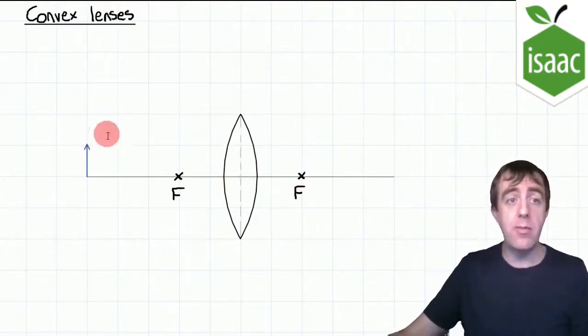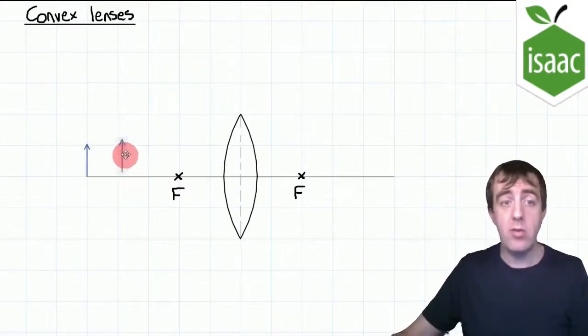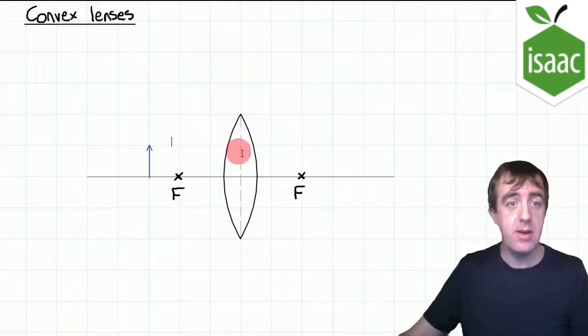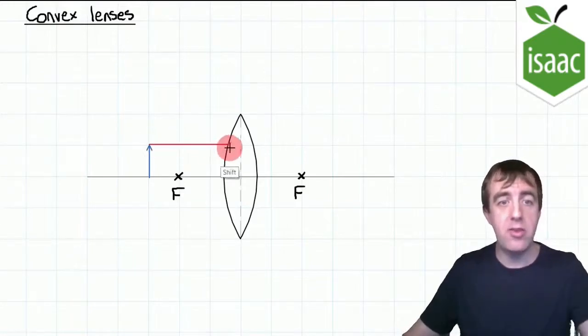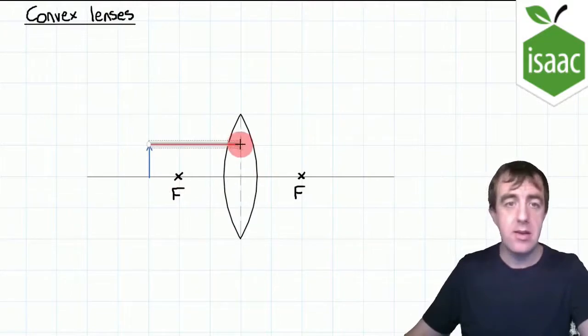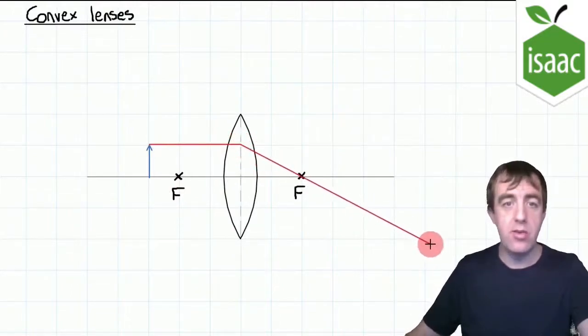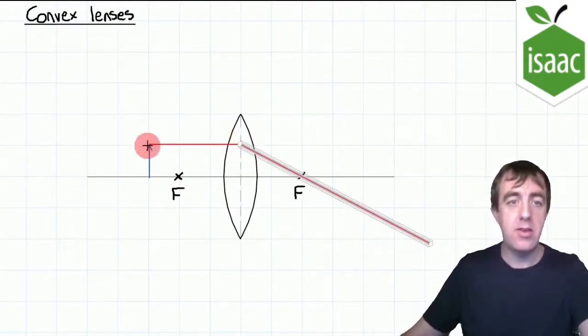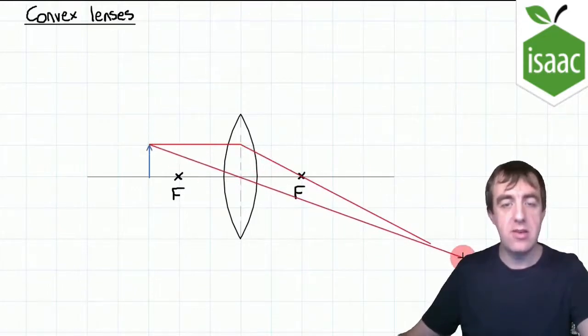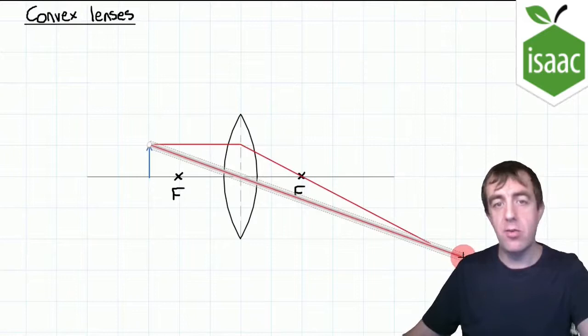So we could draw them from the object, wherever we place the object. Let's place the object here and see where the principal rays put our image. Our first principal ray is from the top of the object, parallel to the principal axis, and then is deflected through the focal point. Our second principal ray is through the center of the lens undeflected. You'll see the image is going to form somewhere, some distance away from the lens.